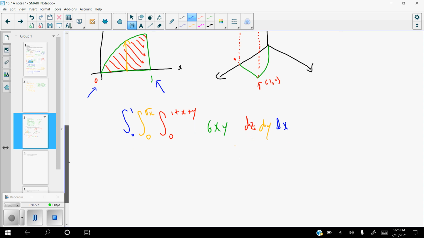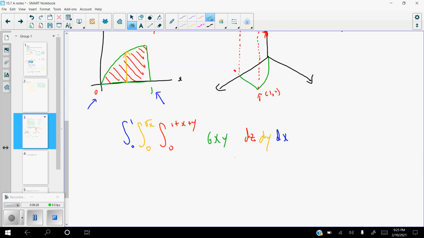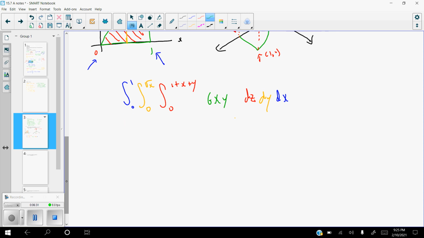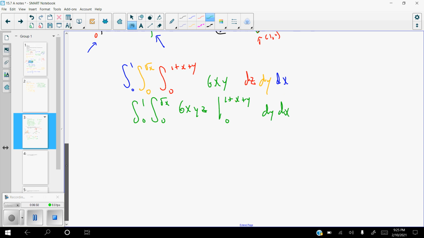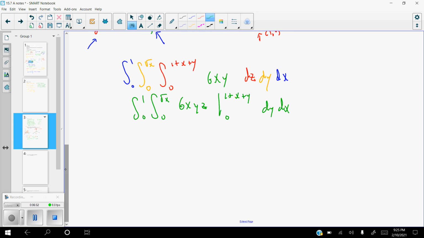So let's go ahead and take the antiderivative with respect to z first. So we get 6xyz evaluated from 0 to 1 plus x plus y. Don't forget the dy, the dx, the bounds. I know I say that, but a lot of people tend to get lazy when they do these things. Instead of writing everything out, take the extra few seconds. It's not going to be that big of a deal.